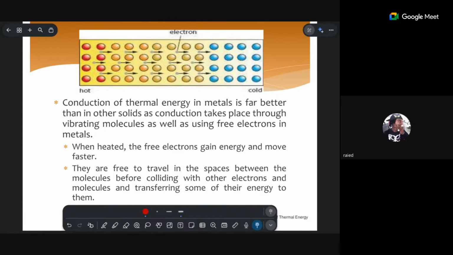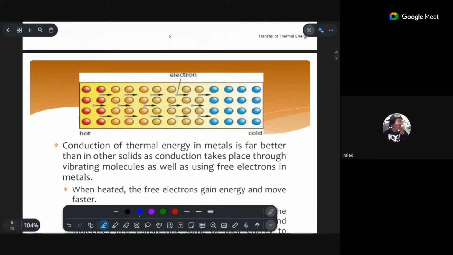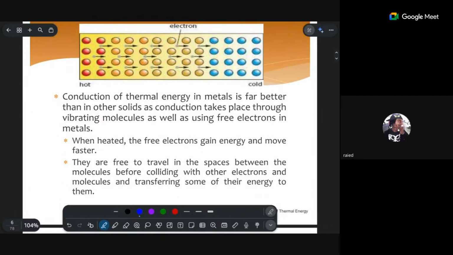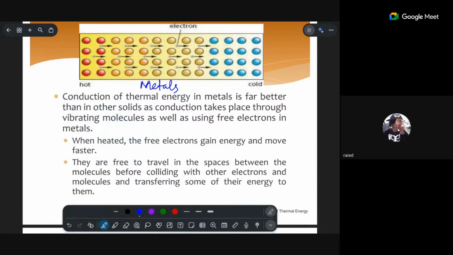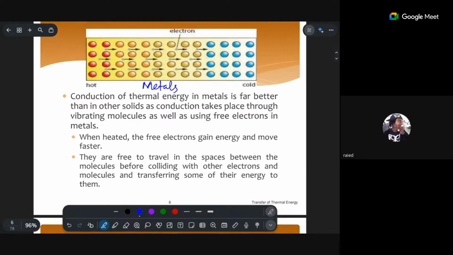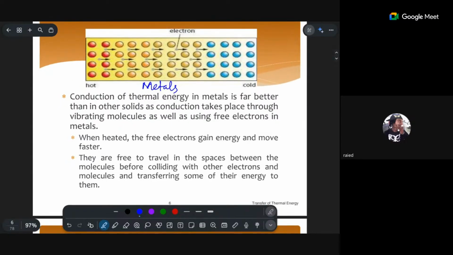That is why those substances in which free electrons are available, you know that these substances are the metals. So in the metals, the conduction is very high. That is why I believe you know that metals are good conductors as compared to the non-metals.